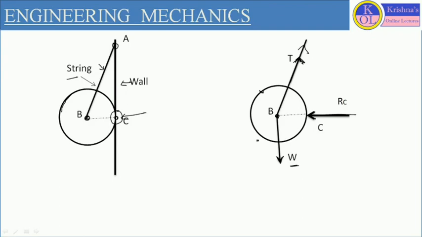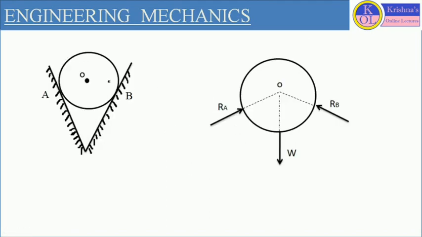So here we have the free body diagram for this particular condition as RC, W and tension T. So this is the free body diagram for this particular condition or for this particular object.